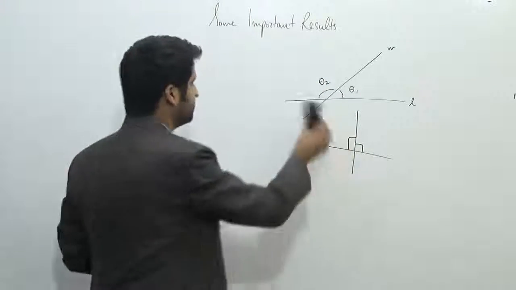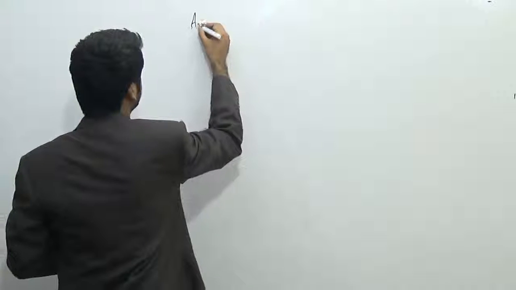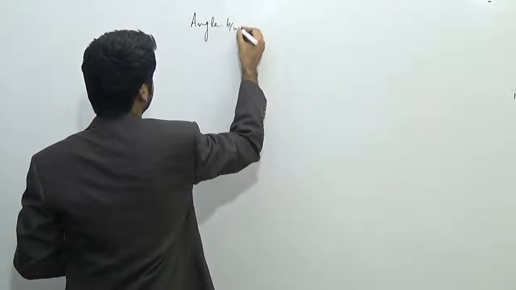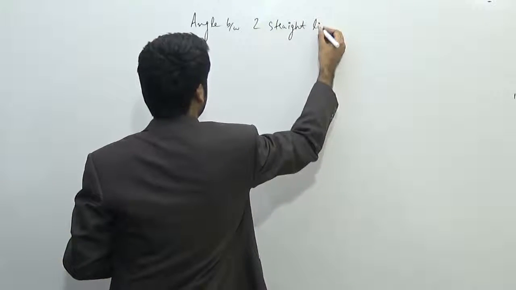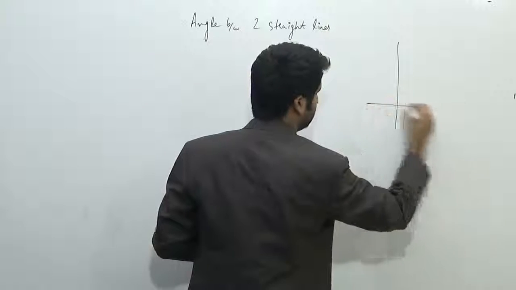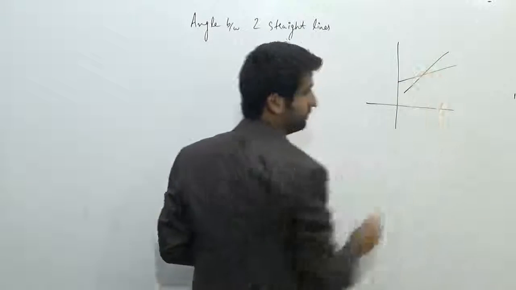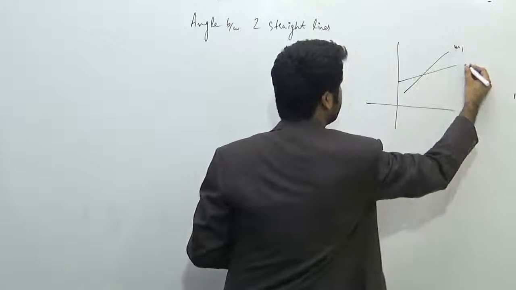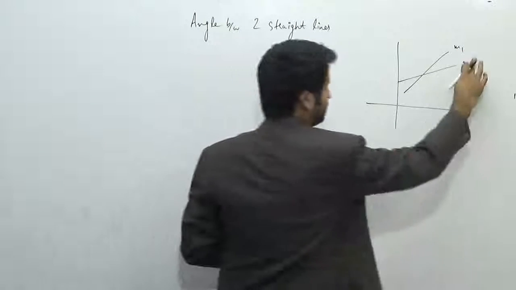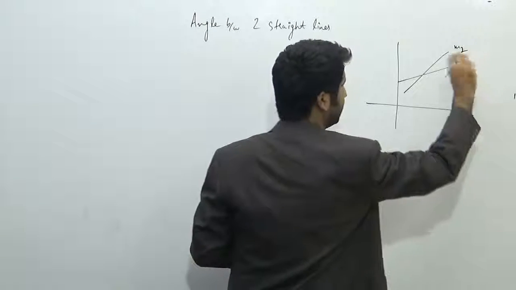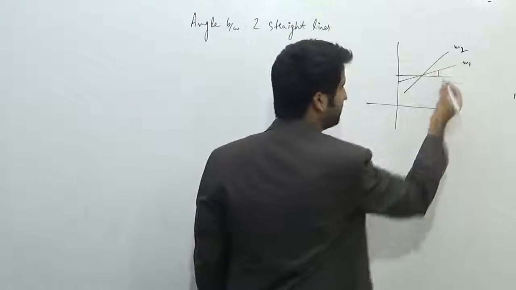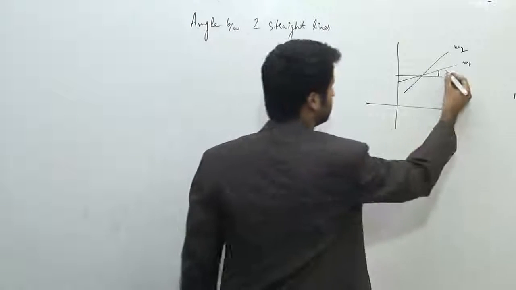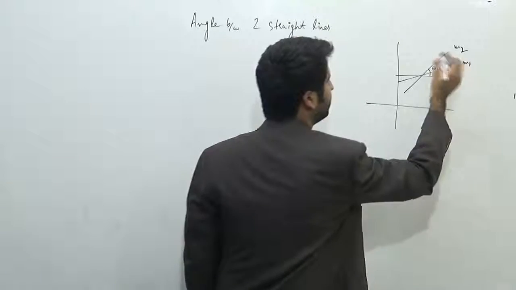So let's discuss. I'll write the heading: angle between two straight lines. Let's suppose this is our first straight line and this is the second one. Now we know the slopes of these two straight lines. The slope of the first line is m1 and the slope of the second line is m2. If I know the slopes, I will know the angle made by these two lines with the positive x-axis. The first angle will be theta 1, the other angle will be theta 2.